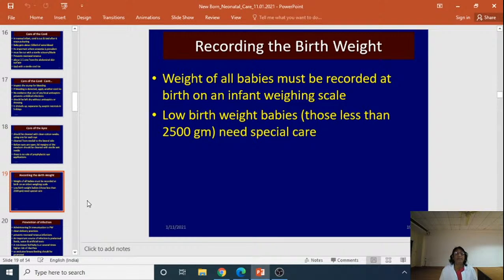Then recording of the birth weight is very important. All the babies who are born must be weighed. Why do we like to weigh the baby? We weigh the baby to know whether the baby's weight is normal or not. If the baby is less than 2.5 kg, then the baby needs special care. You have to ensure that the weight of the baby is taken.